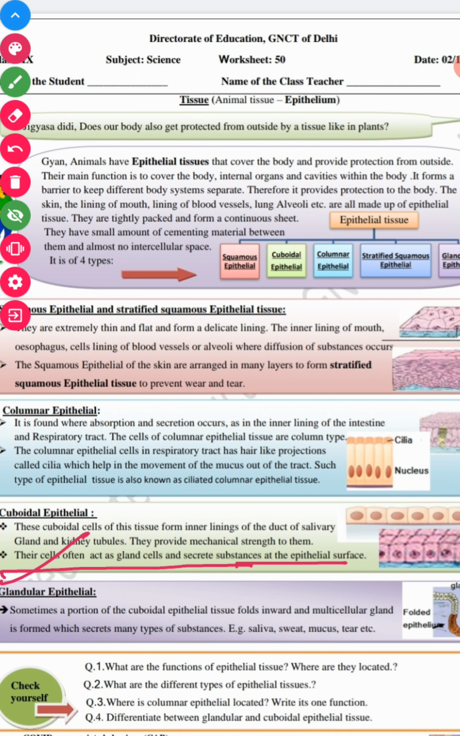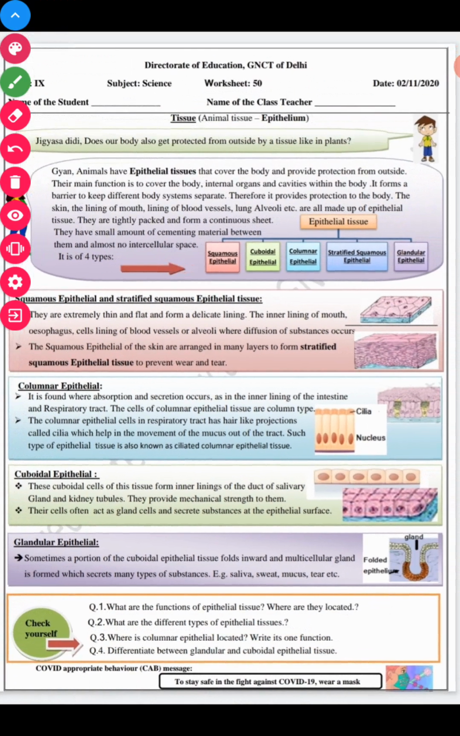And lastly, we have glandular epithelium. Sometimes a portion of the cuboidal epithelium tissue folds. See the diagram of this tissue. See, it gets folded. So sometimes a portion of cuboidal epithelium folds inward, and a multicellular gland is formed which secretes many types of substances, for example saliva, sweat, mucus and tears, etc.